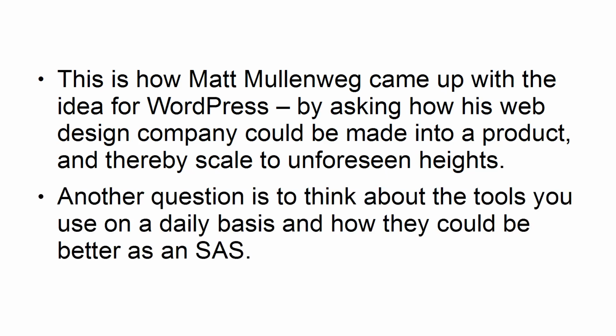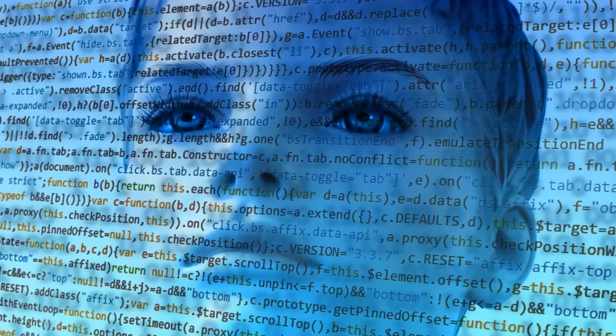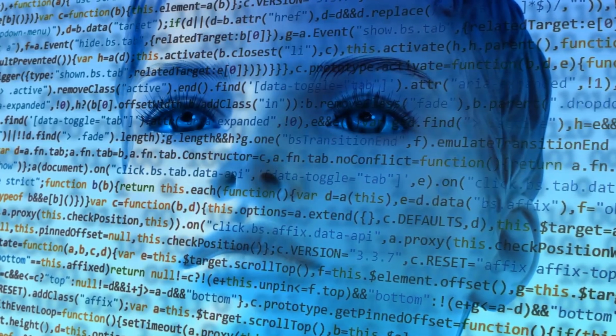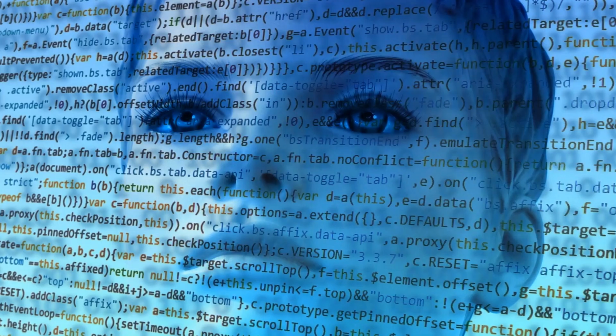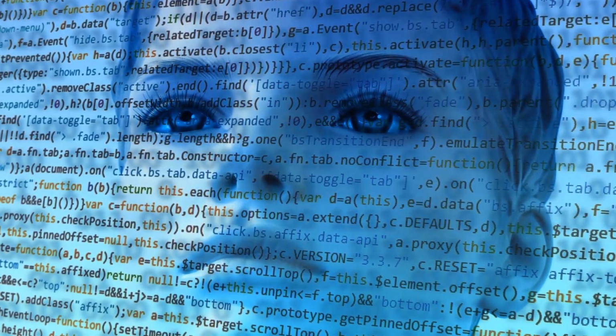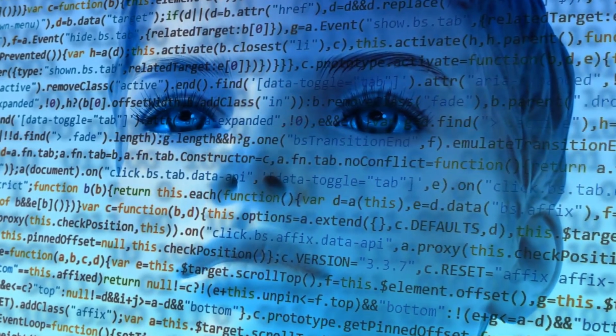Another question is to think about the tools you use on a daily basis and how they could be better as a SaaS. 2. Implement the idea. The next step is to implement the idea. The problem with this is that it will very often involve programming using a web-based programming language. This is code that will run on a server, and common languages include PHP and Python.